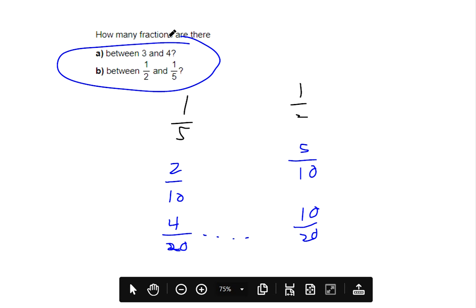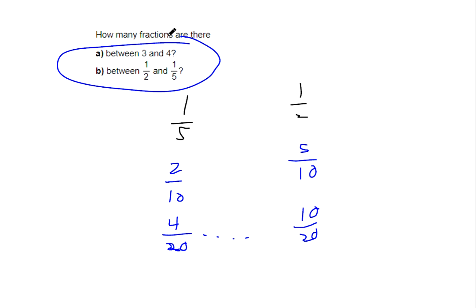So both of these, this is the point, okay? Same thing with decimal numbers. Between 1.2 and 1.3, between those two numbers.